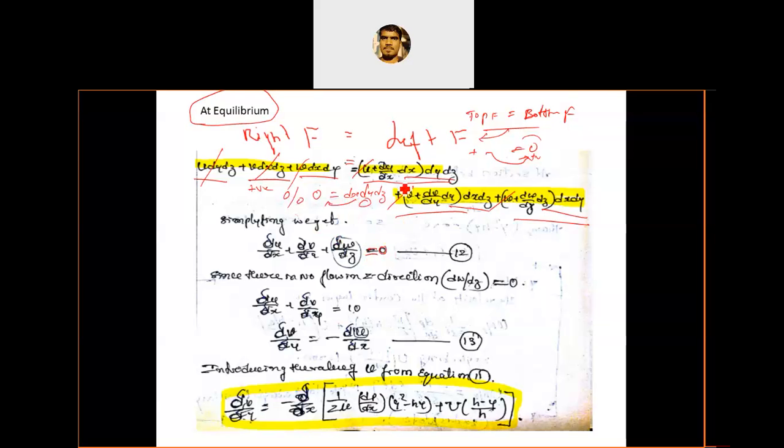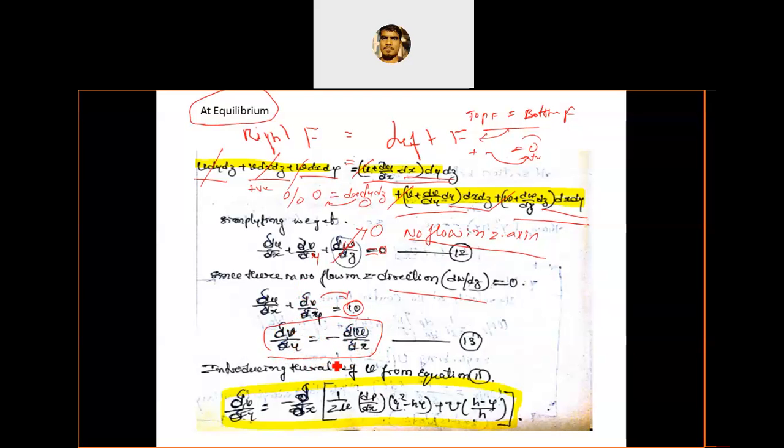So 0 is equal to the only terms ∂u/∂x plus ∂v/∂y plus ∂w/∂z. And here ∂w/∂z we can call 0 because there is no flow in the z direction. We already made that assumption, so it becomes 0. So finally ∂u/∂x plus ∂v/∂y is equal to 0. And if you move this, ∂v/∂y is equal to minus ∂u/∂x. We can write this by moving it to the right side, so it becomes minus.